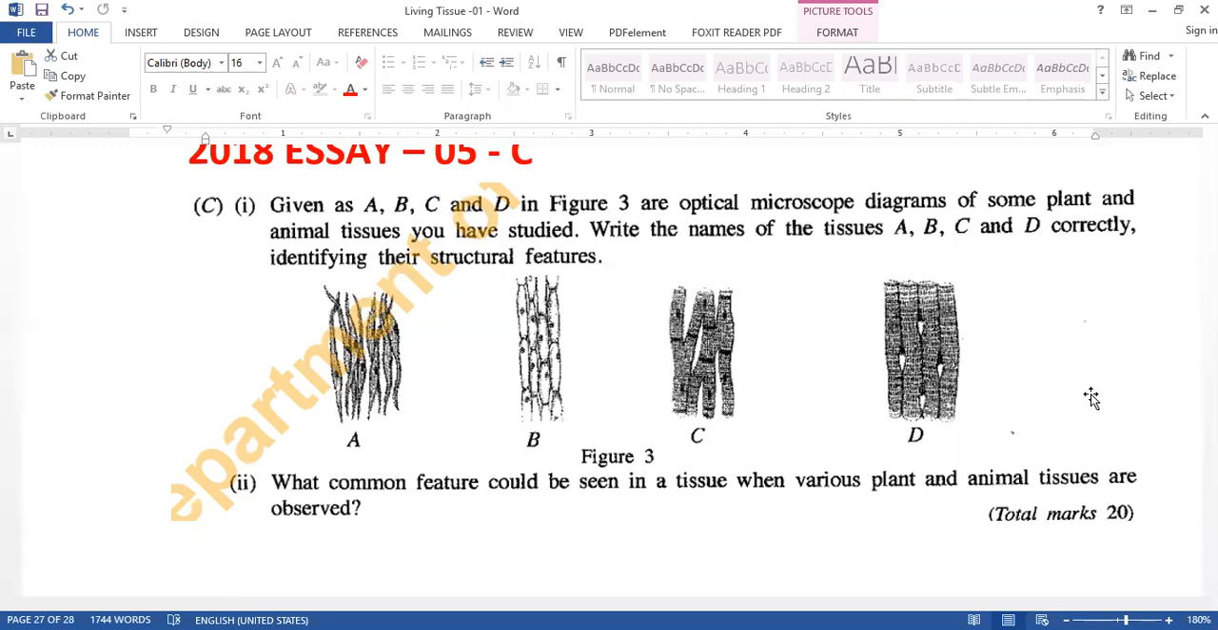Please think. Is it present cell? All the tissue. I'm asking what common features could be seen in a tissue when various plants and animal tissues are observed. What could be the answer? Consist of identical cells. Consist of, tell me, consist of identical cells.